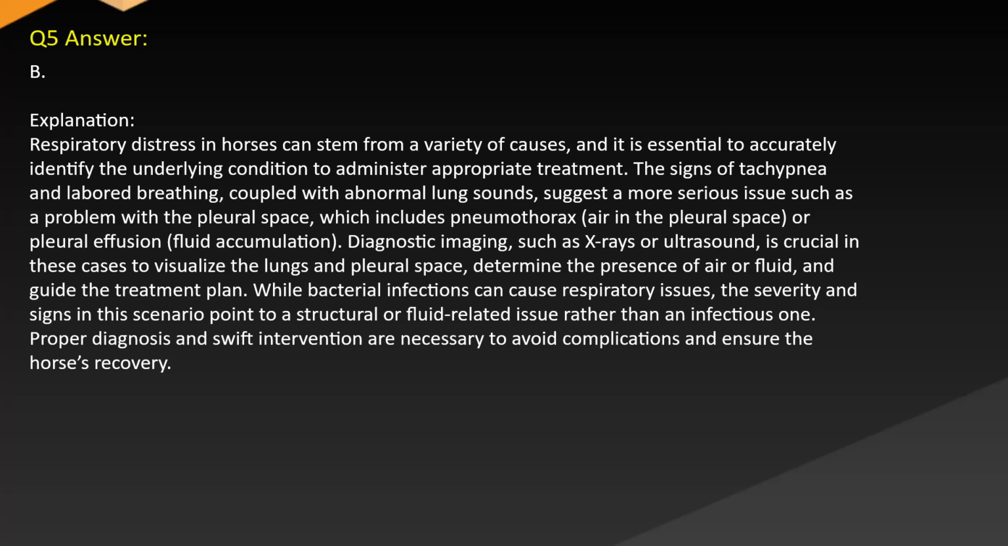Answer: B. Explanation: Respiratory distress in horses can stem from a variety of causes, and it is essential to accurately identify the underlying condition to administer appropriate treatment. The signs of tachypnea and labored breathing, coupled with abnormal lung sounds, suggest a more serious issue such as a problem with the pleural space, which includes pneumothorax, air in the pleural space, or pleural effusion, fluid accumulation. Imaging such as X-rays or ultrasound is crucial in these cases to visualize the lungs and pleural space, determine the presence of air or fluid, and guide the treatment plan.